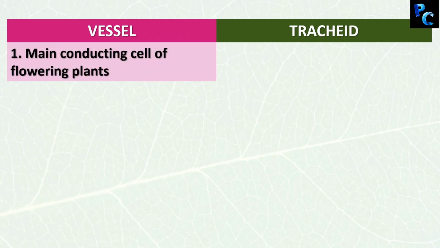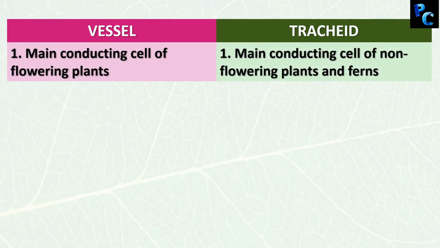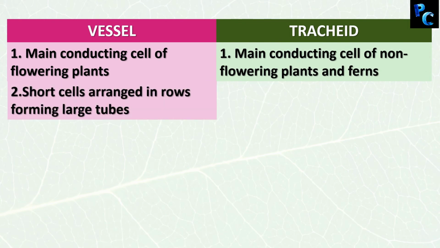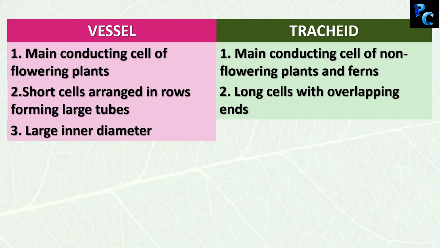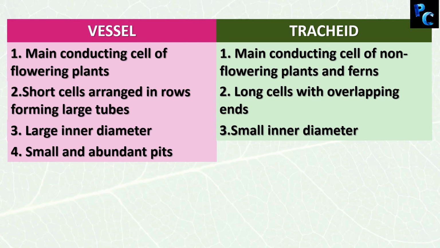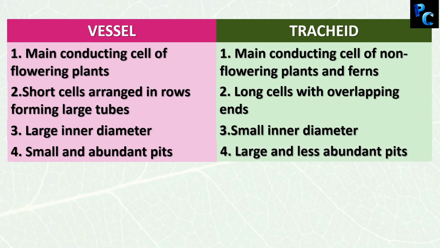Vessels are the main conducting cells in flowering plants. Tracheids are the main conducting cells of non-flowering plants and ferns. Vessels are short cells arranged in rows forming large tubes. Tracheids are long cells with overlapping ends. Vessels have large inner diameter. Tracheids have small inner diameter. Vessels have small and abundant pits. Tracheids have large and less abundant pits.